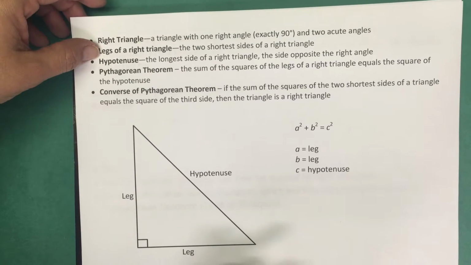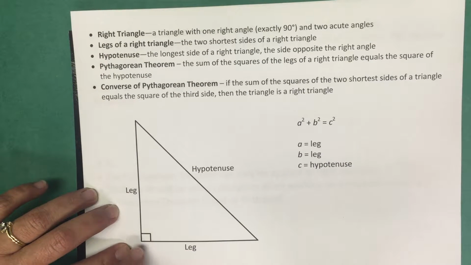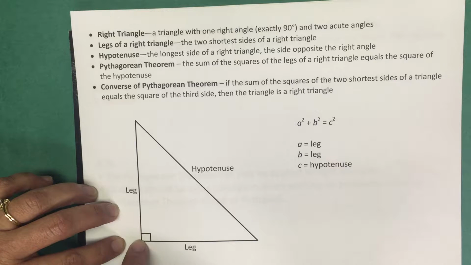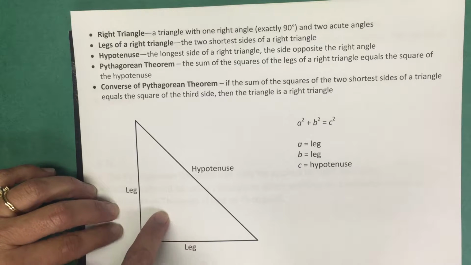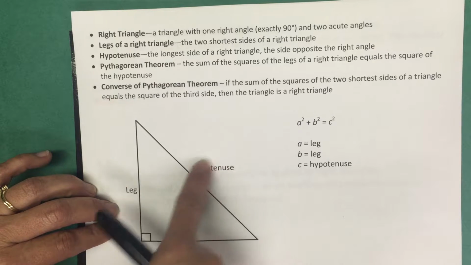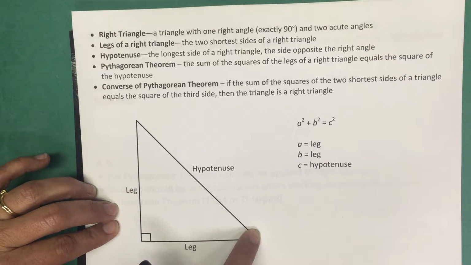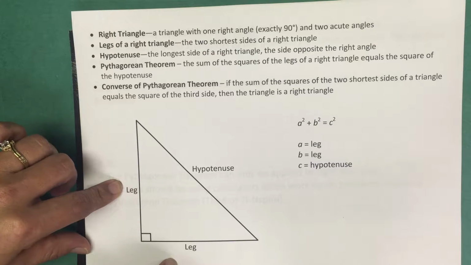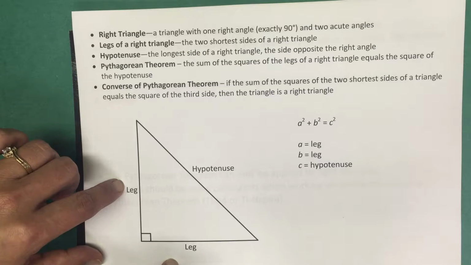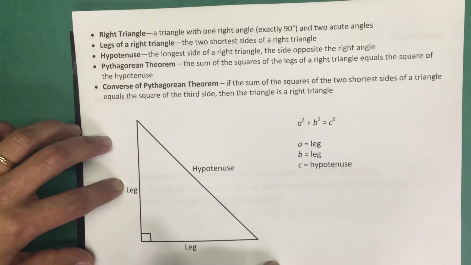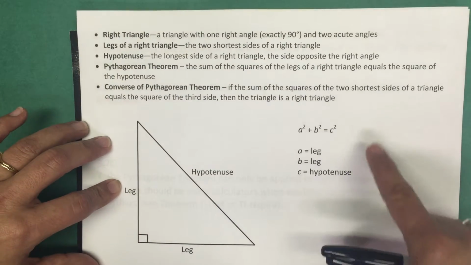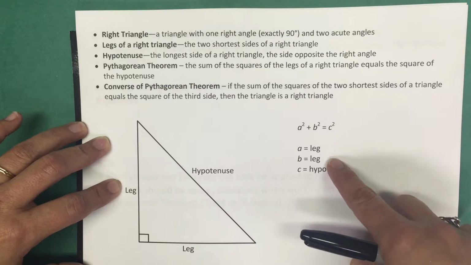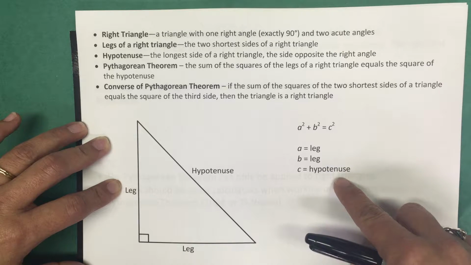Here's a picture of a right triangle. We know it's a right triangle because of the right angle marking indicated here. So the side opposite that right angle is the hypotenuse, and that is the longest side of the right triangle. The other two sides are called the legs, and they're the two shorter sides of the right triangle. The Pythagorean theorem is a squared plus b squared equals c squared, where a is one of the legs, b is one of the legs, and c is the hypotenuse.